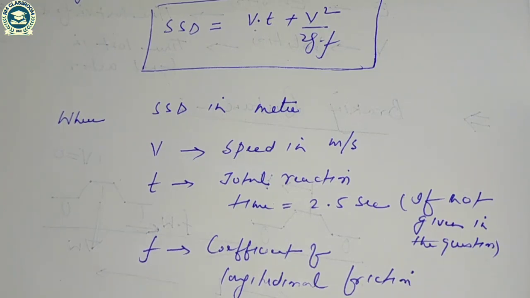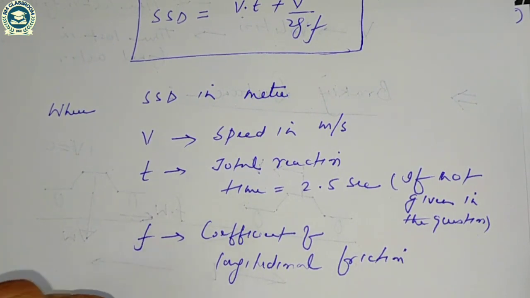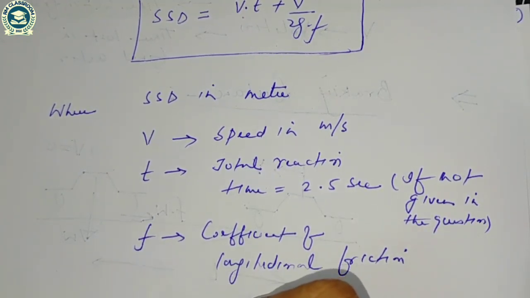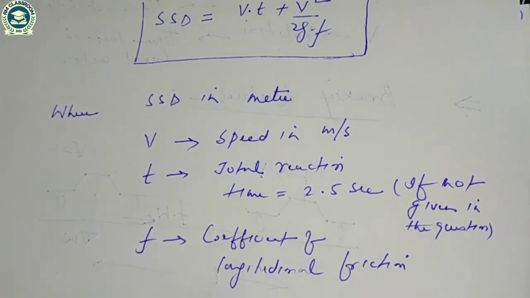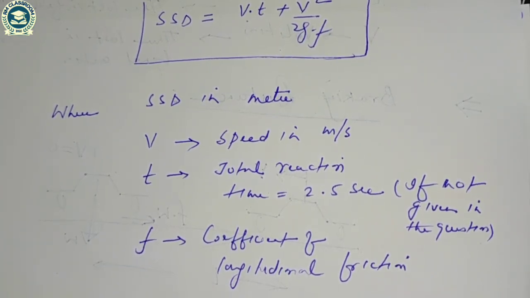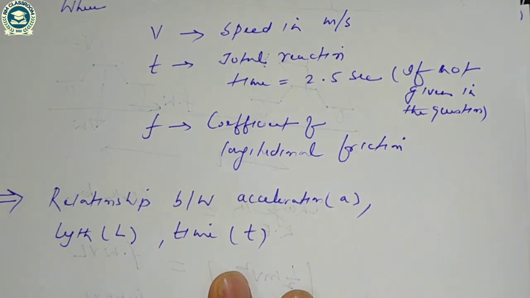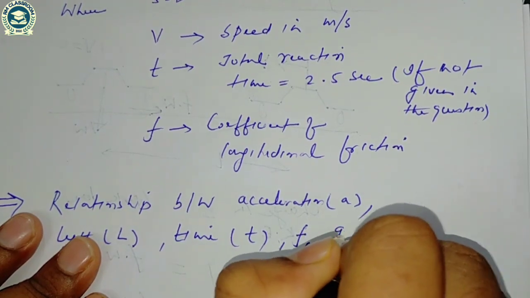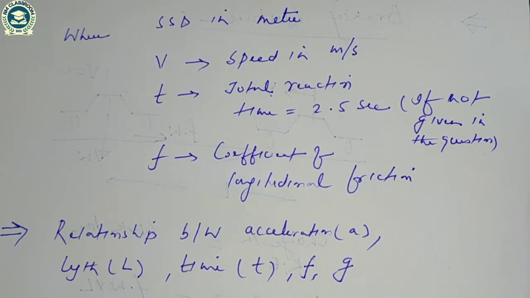So there is a relationship between acceleration a, length L, time t, coefficient of longitudinal friction F, and acceleration due to gravity g. So what is the relation?